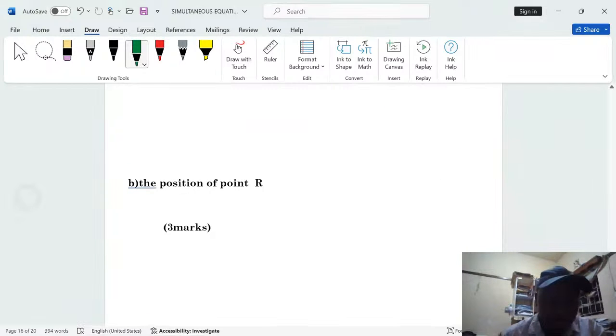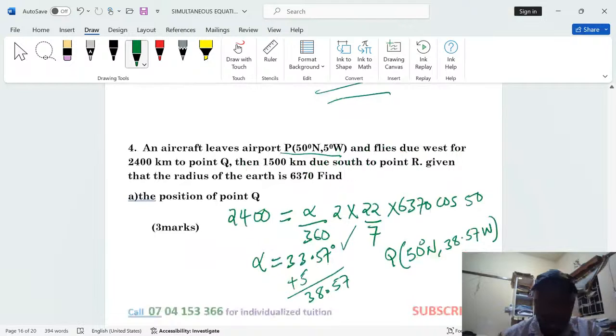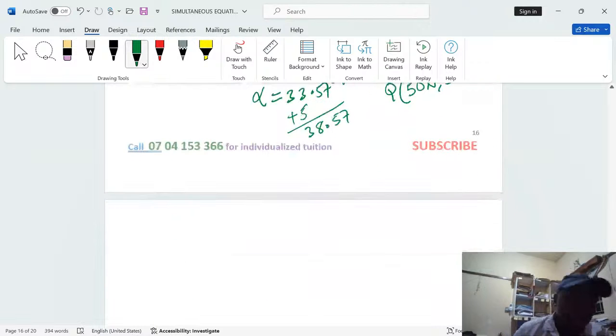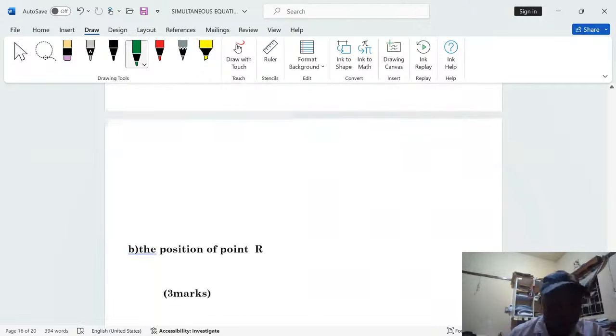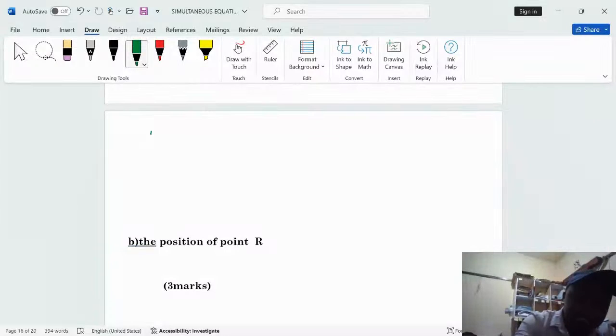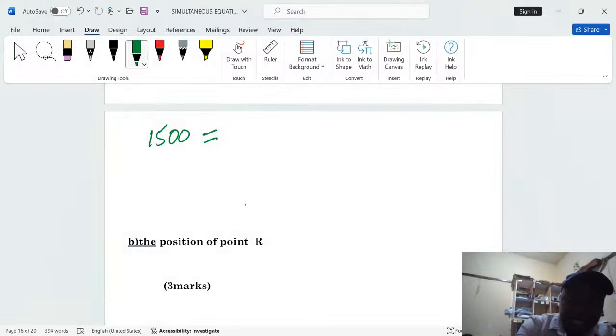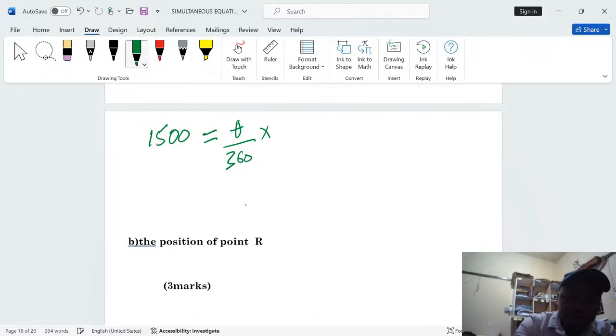As we wind up, we are also finding the position of R. We are told the plane is moving again due south, which means we are moving along a great circle. Remember, we are at 50 degrees in the north, and now we want to move downwards to 1500. So 1500 is a distance along a great circle, and it's given by theta out of 360 multiplied by 2 multiplied by 22 out of 7 multiplied by 6370.